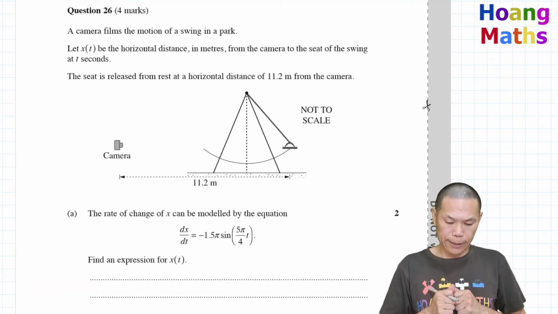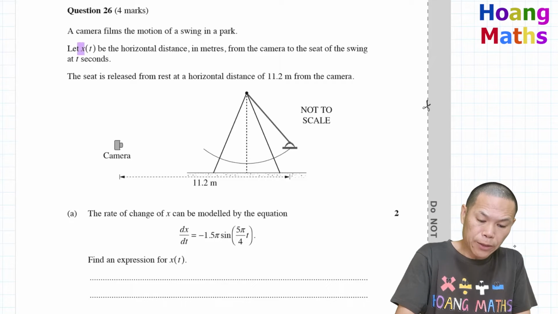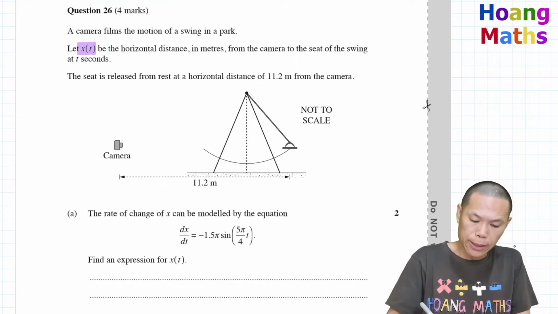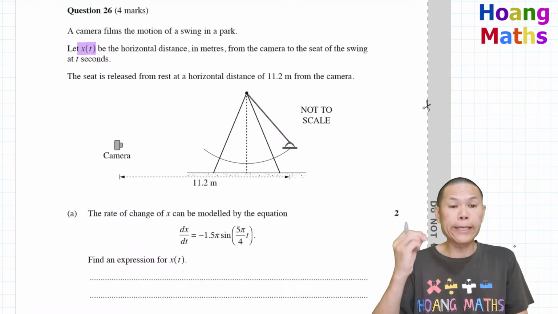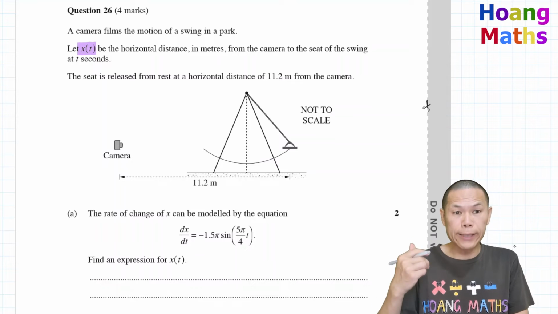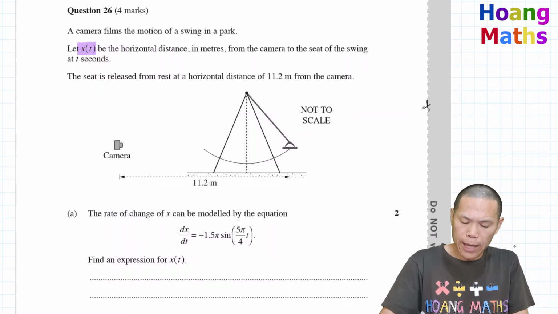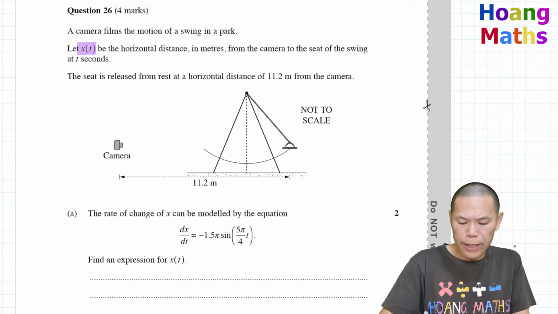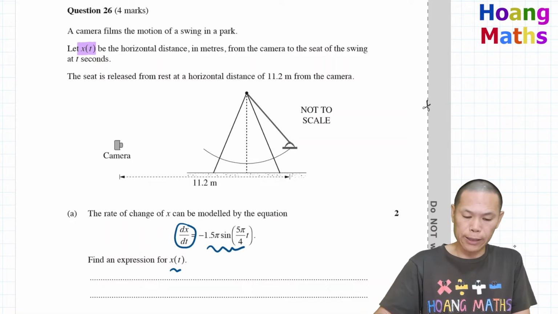Question 26. First of all, we know that x of t is the horizontal distance, from here to here. Keep that in mind. And t is the time in seconds. The first one is said here, given that x of t is this. The question is, we need to find x of t, given that dx/dt is this. So we just integrate this.